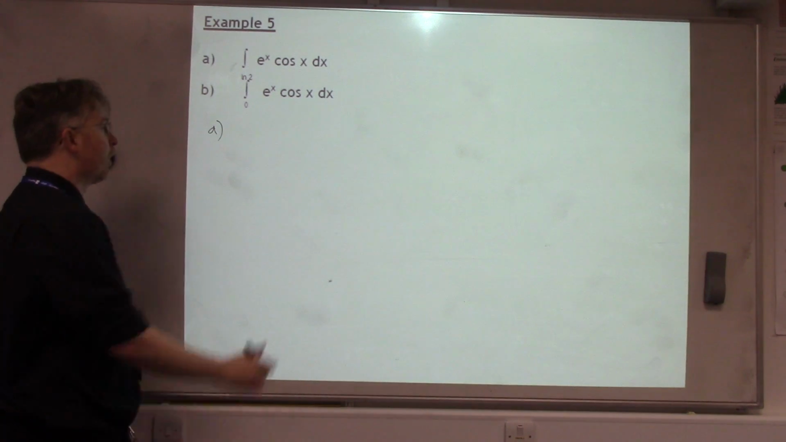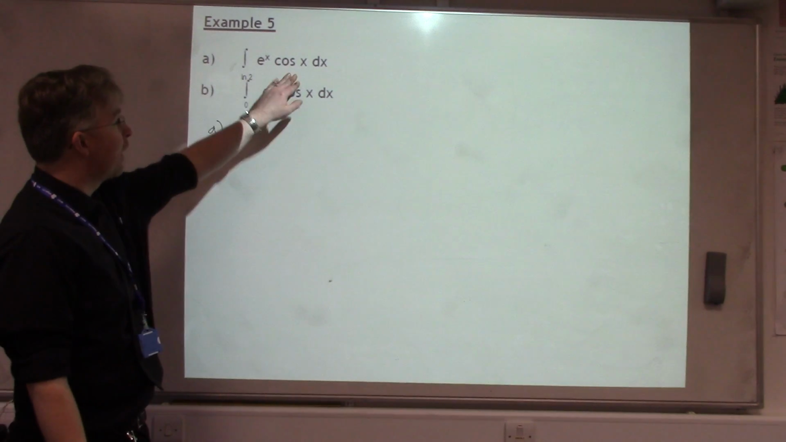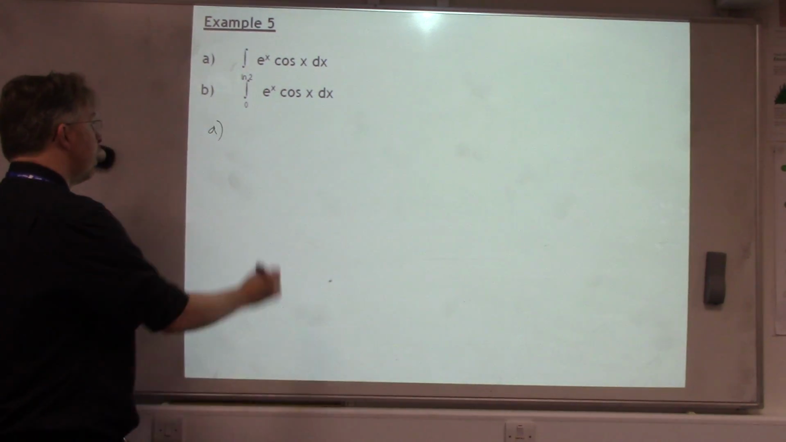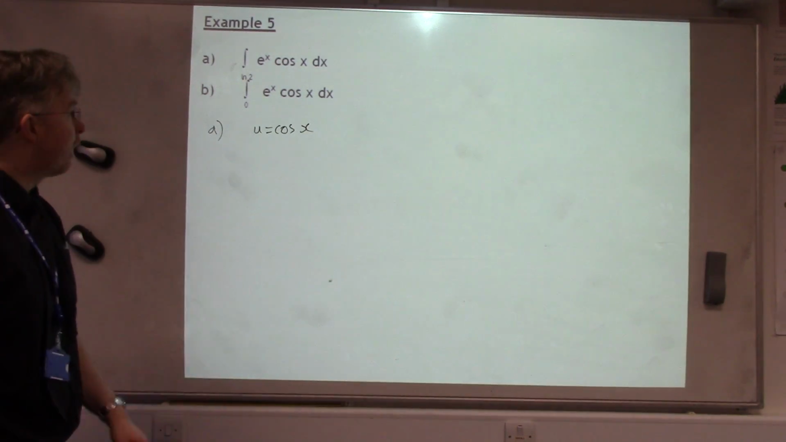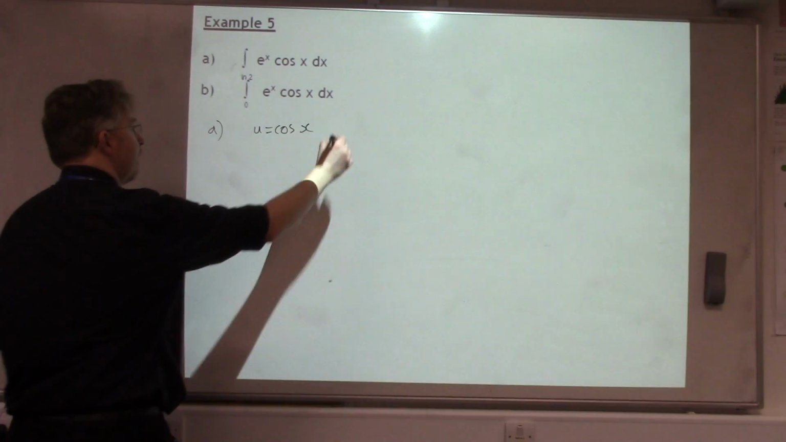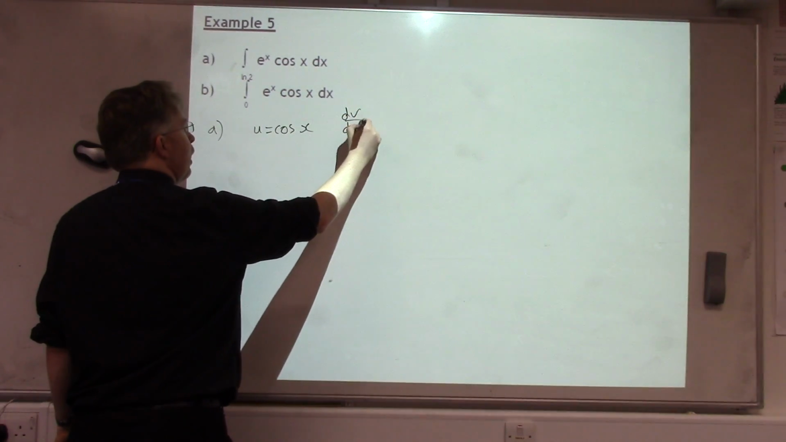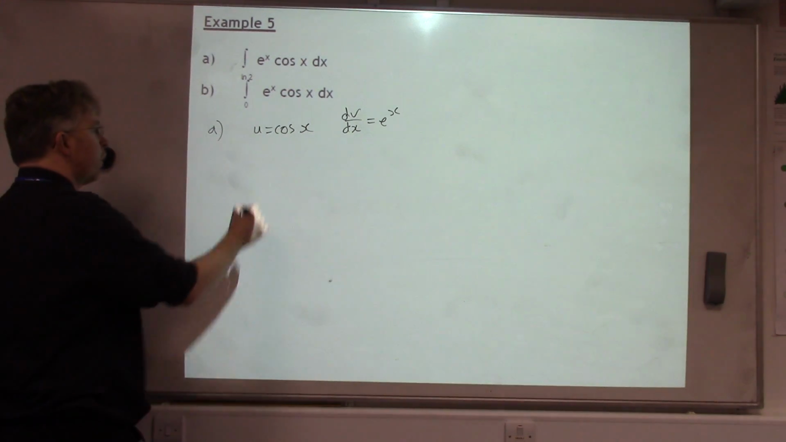So we've got e to the x cos x. It doesn't actually matter, according to our order, whether e to the x or cos x comes first. It's easier for some people to differentiate a trig function than integrate it, and e to the x is easy to integrate or differentiate. But in a real sense, it doesn't matter which way round you do this, you'll get the same result.